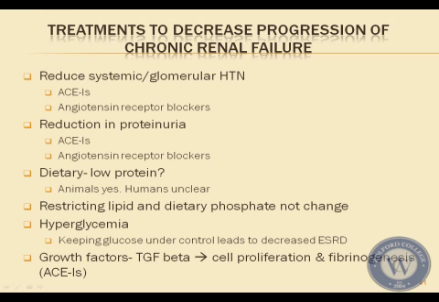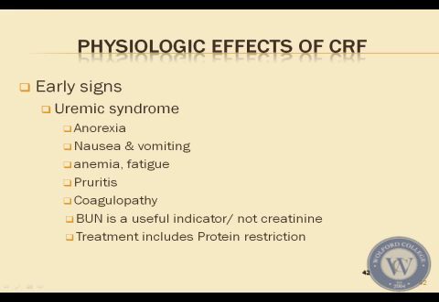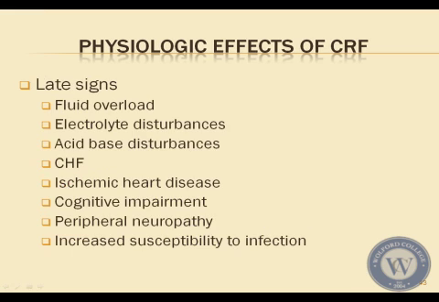We also know that growth factors that increase cell proliferation and fibrogenesis can be partially inhibited by ACE inhibitors. For the physiologic effects of chronic renal failure, the early sign is uremic syndrome, where the patient develops anorexia, nausea, vomiting, anemia, and fatigue. They get itching, they develop coagulopathy over time, and the BUN is a useful indicator, but not creatinine. Treatment includes protein restriction in these individuals.